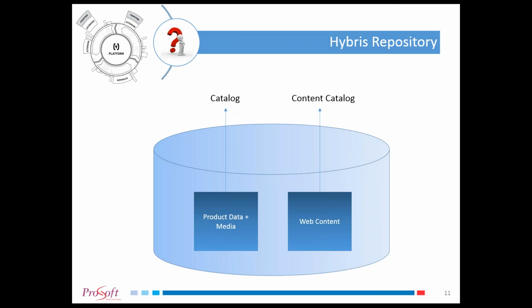Okay, so in a simple view, within a repository, you will see there is product data and media, and then you will see extra content. So it's all about the content catalog.